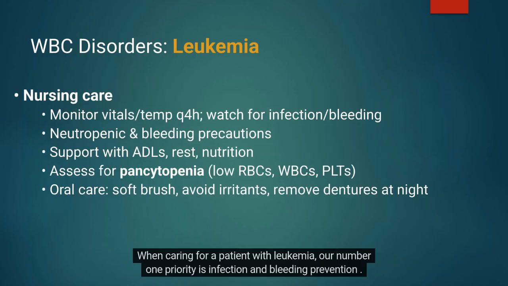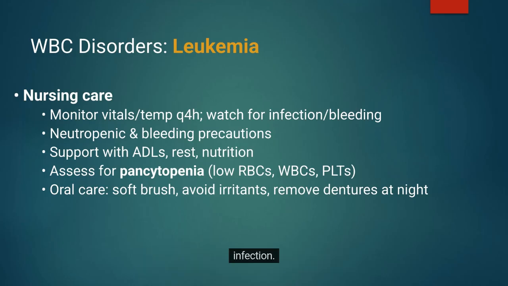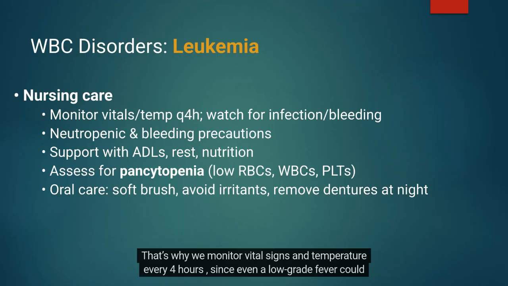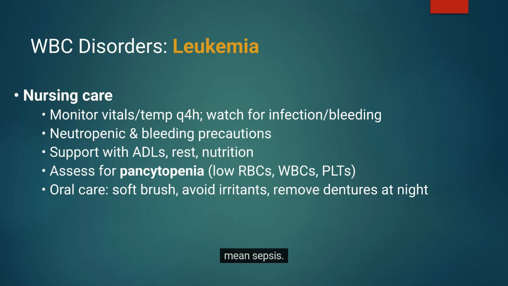When caring for a patient with leukemia, our number one priority is infection and bleeding prevention. Because chemotherapy and the disease itself lower white blood cells, patients are at extreme risk for infection. That's why we monitor vital signs and temperature every 4 hours, since even a low-grade fever could mean sepsis.